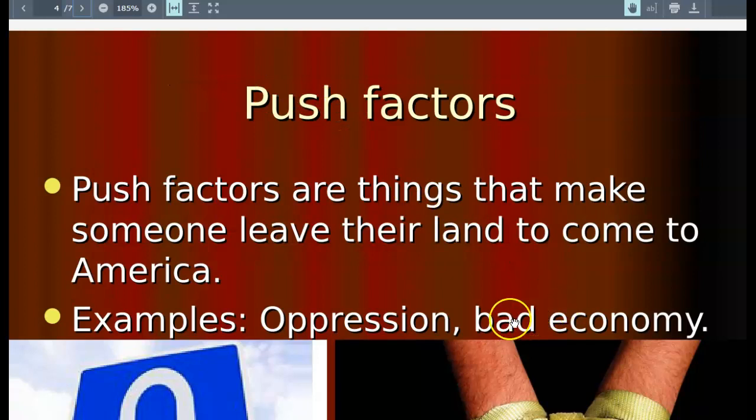Also, another push factor is a bad economy. If they're experiencing a very poor economy in their country, they may need to look elsewhere to live. If they don't have jobs, then they may need to go somewhere else where they might be able to get jobs. So those are just a couple of push factors, things that make a person or a family leave their country, and in this case, come to the United States.